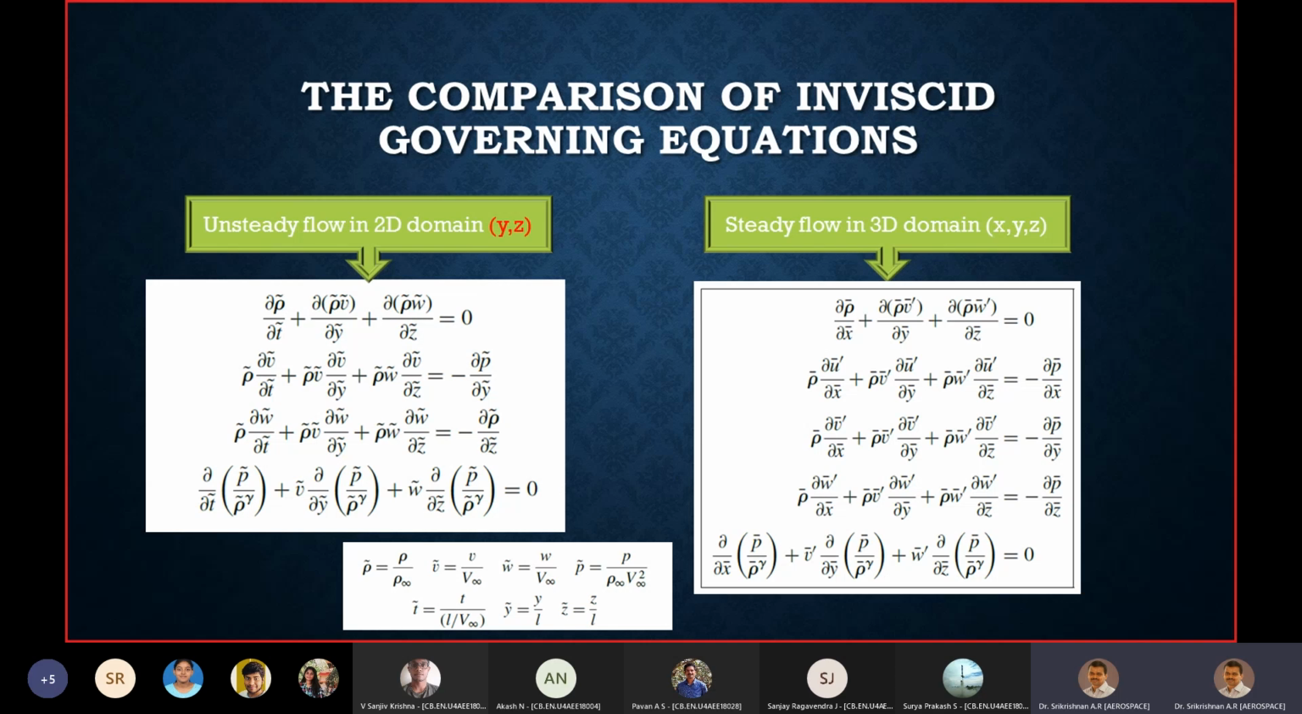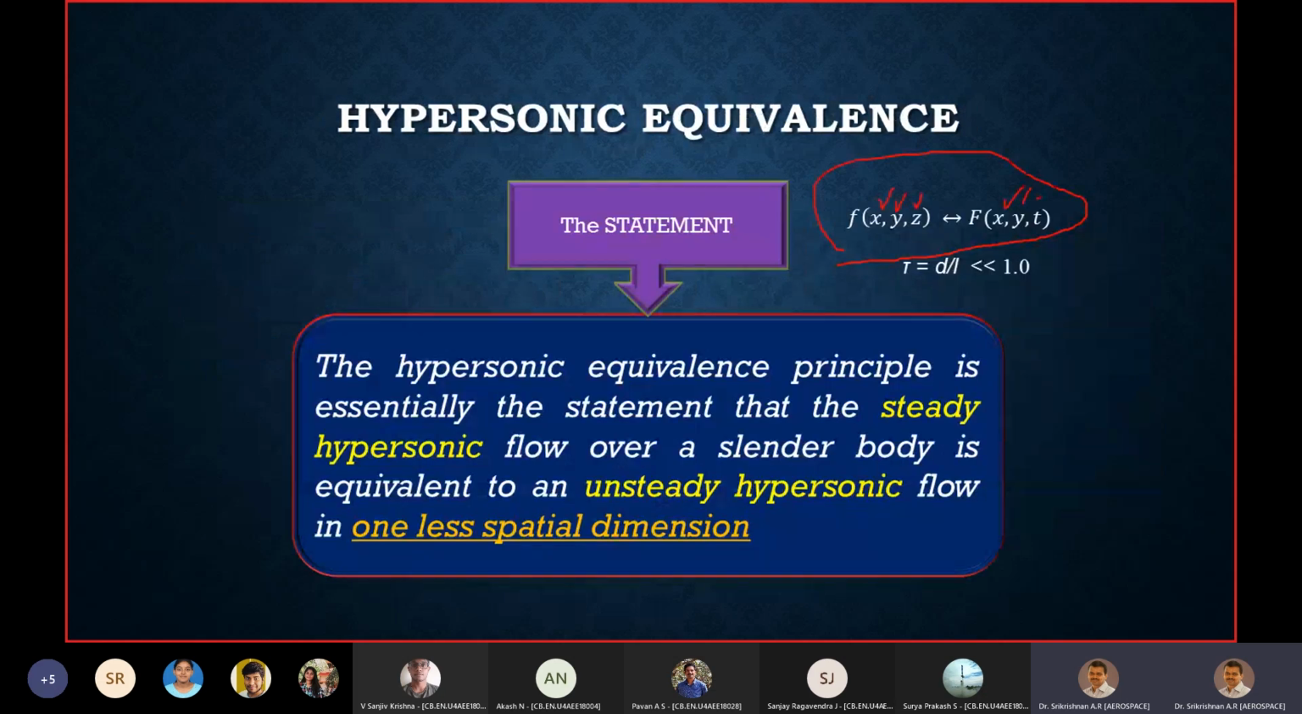And one of them, the right-hand side, is applicable only to hypersonic flows. So, based on this mathematical observation, we are stating the hypersonic equivalence principle: that the steady hypersonic flow over a slender body is equivalent to unsteady hypersonic flow in one less spatial dimension.